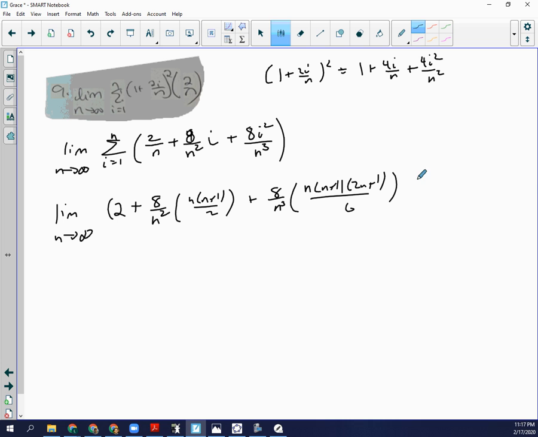Okay, so the limit as n approaches infinity of all of this. Well, 2 plus we've got n squared in numerator and denominator. That gives us 4. And then here we've got 8 times 2 is 16 sixths, which would reduce to 8 thirds. And I think that's going to equal 26 thirds.